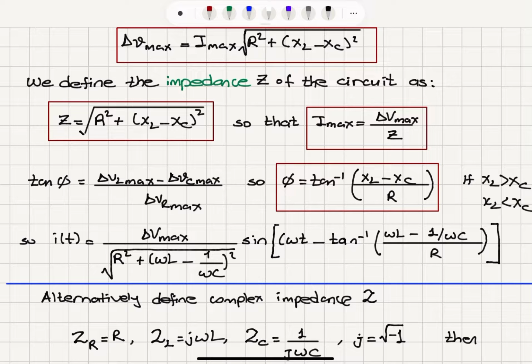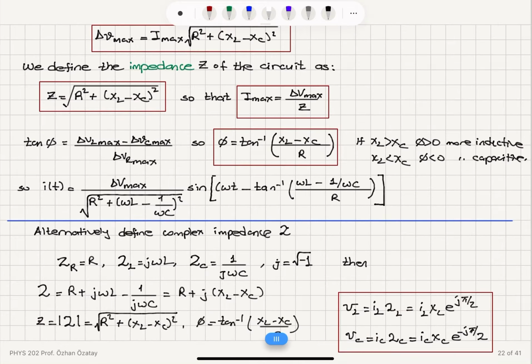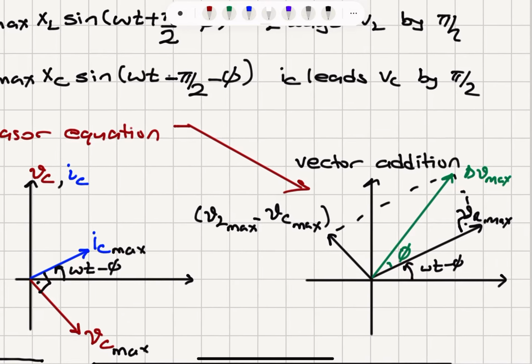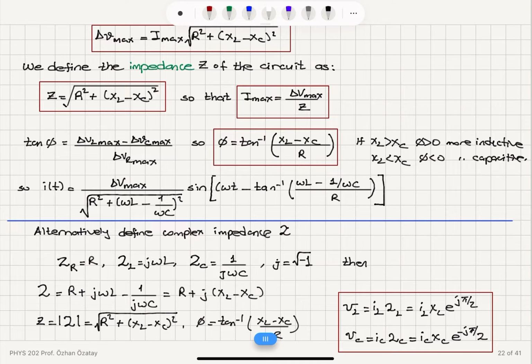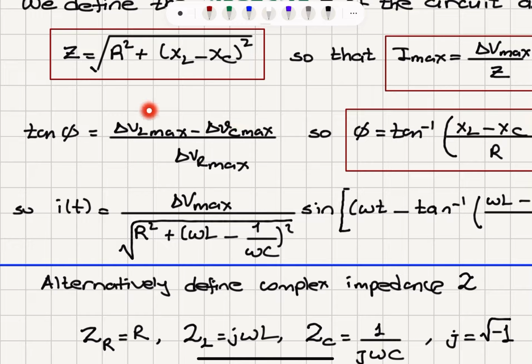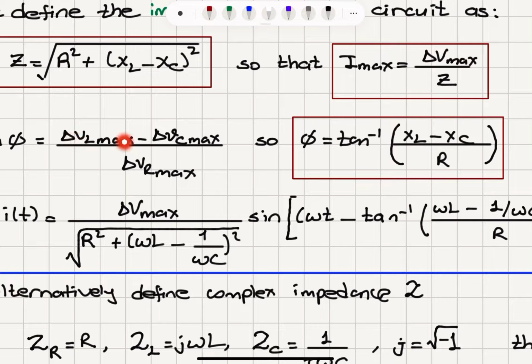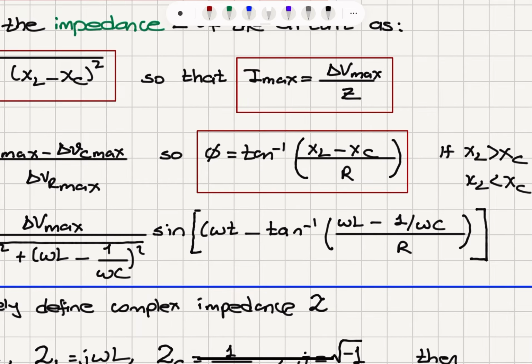So Ohm's law we can use, provided that we introduce the concept of impedance, which is a frequency-dependent resistance. Now, what is this phase angle phi? I can look at this phasor diagram again, which shows me that tangent phi is delta VL max minus delta VC max divided by delta VR max. So from the phasor diagram, I can see that because this is I max times XL, this is I max times XC, and this is I max times R, I max is cancelled. This is tangent inverse of XL minus XC over R.